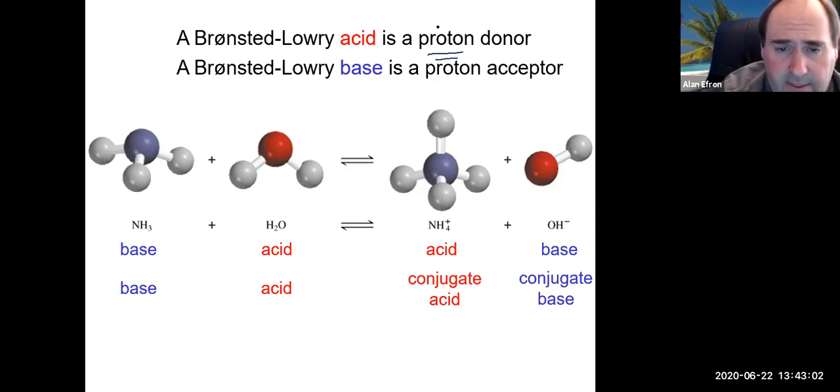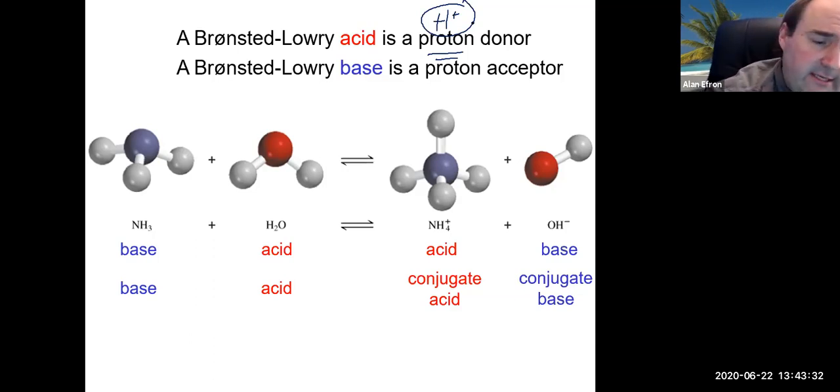A Brønsted-Lowry acid is, as it says up here, a proton donor. And again, a proton is H plus. So H plus is what we're talking about here, not just H, but the plus comes along with it. So a Brønsted-Lowry acid will donate an H plus, give it away, while a Brønsted-Lowry base will accept an H plus. So when we talk about Brønsted-Lowry, we're talking about the H plus and either the accepting or the donating of that H plus as to whether or not something is an acid or a base.